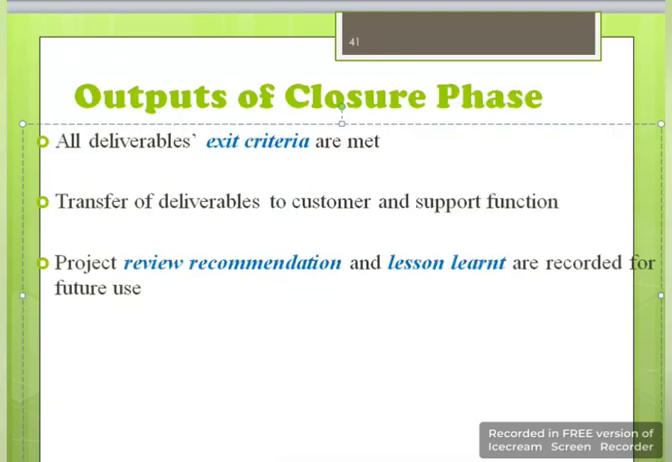Outputs of closure phase are: all deliverables exit criteria are met. Transfer of deliverables to customer and support function. Project review recommendation and lessons learnt are recorded for future use.